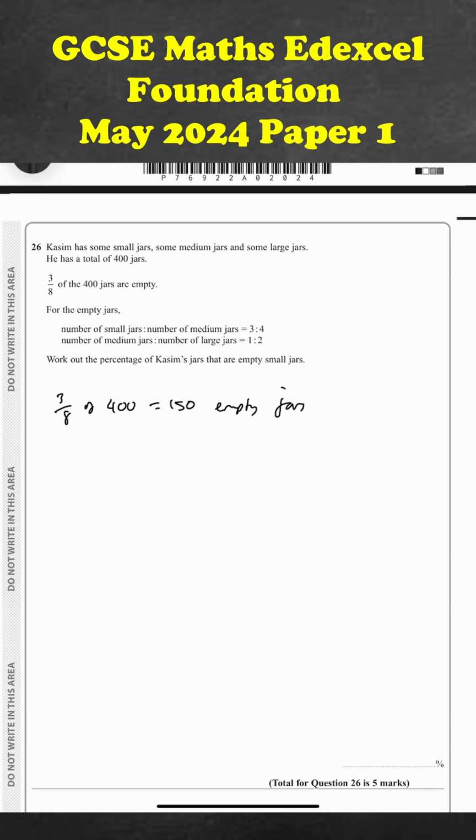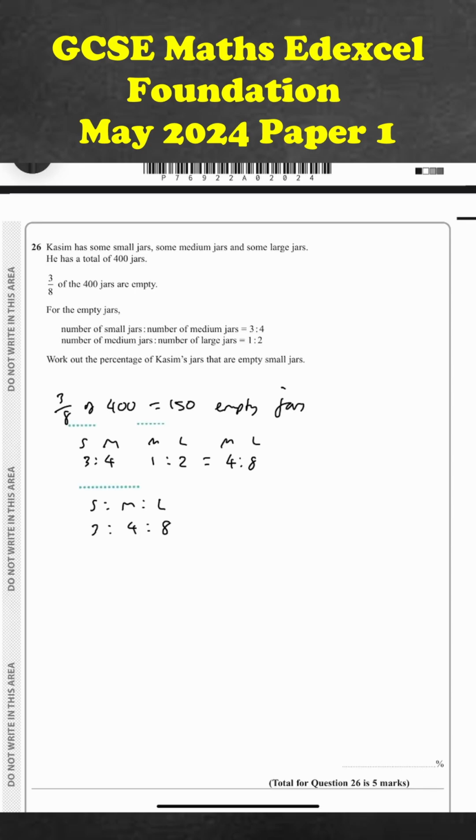Start with that. We know small to medium is 3 to 4. Medium to large is 1 to 2. This is the same as saying 4 to 8. By doing that, I can then put them all in 1 ratio. So small to medium to large is the same as saying 3 to 4 to 8.